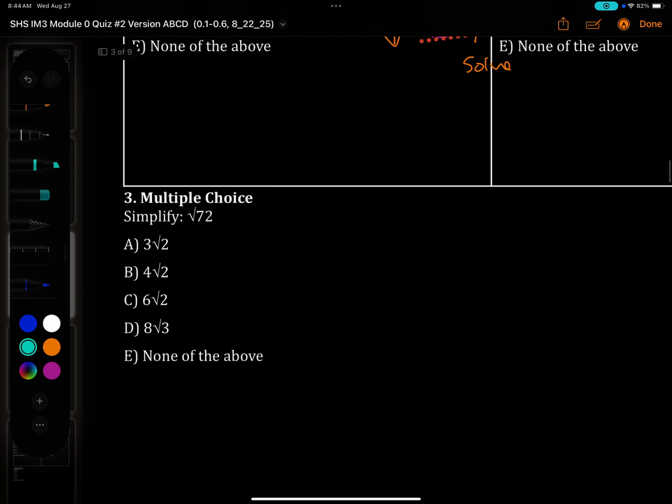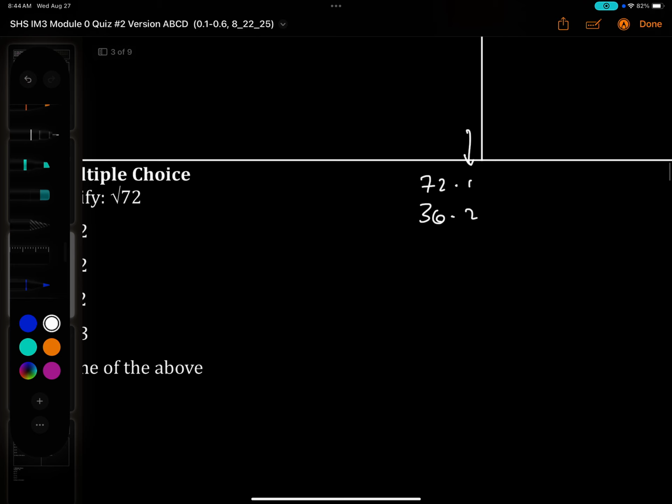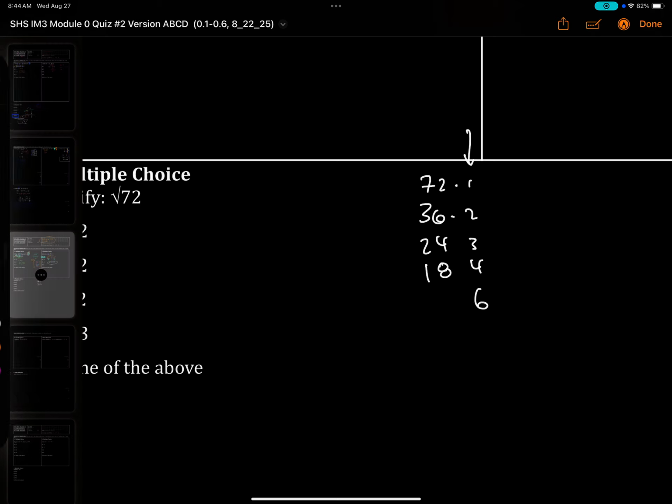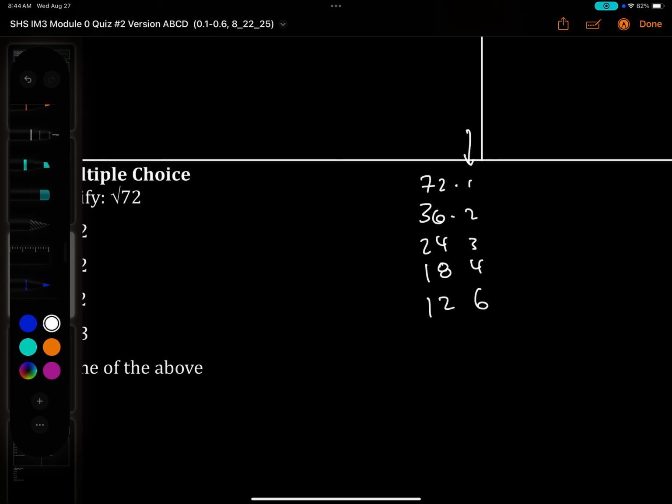Okay, number 3, simplify the square root of 72. You might want to write out all the factors. And you'll notice on this side, on the right side, is a smaller number, and I'm just kind of counting up from 1. 1, 2, 3, that goes in twice. 24, doesn't go in 4. 4 divided by 7 is 1, 32 is 8. 6 goes in 1, 12 times.